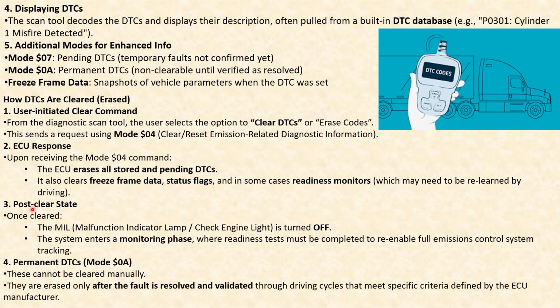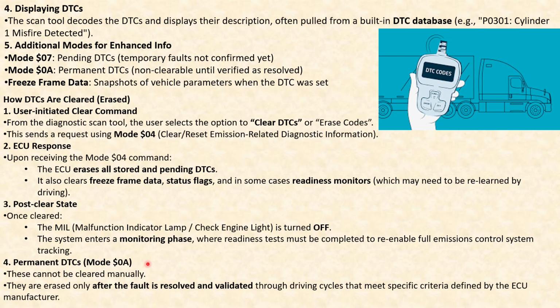Once it is cleared, that is called the post-clear state, and the malfunction indicator lamp, or check engine light, is turned off. Now, this is common sense: once all the freeze frame data and status flags are cleared, naturally this MIL is turned off. The system enters a monitoring phase where readiness tests must be completed to re-enable full emissions control system tracking.